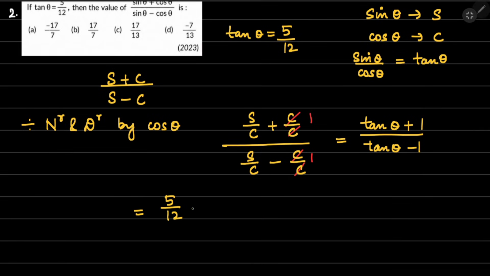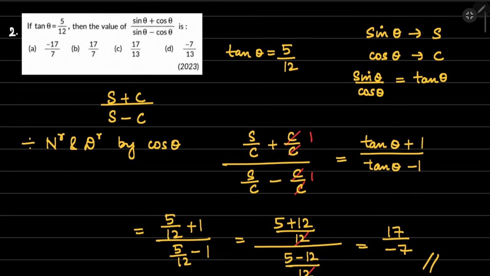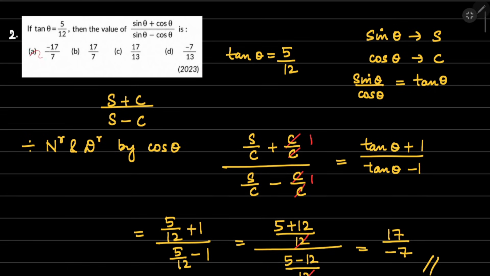So 5 by 12 plus 1 divided by 5 by 12 minus 1. You can take the LCM. So 5 plus 12, that divided by 12 will get cancelled, whole divided by 5 minus 12 by 12. The denominator in both the fractions, upper and lower, will get cancelled. So what is 5 plus 12? It is 17, divided by 5 minus 12, which is minus 7. That's your answer. So minus 17 by 7. Option number A is the correct answer.